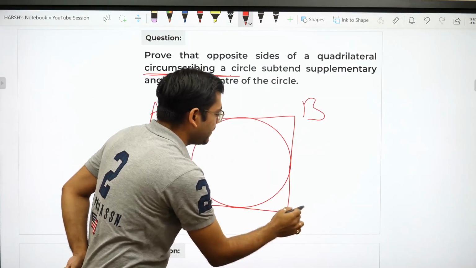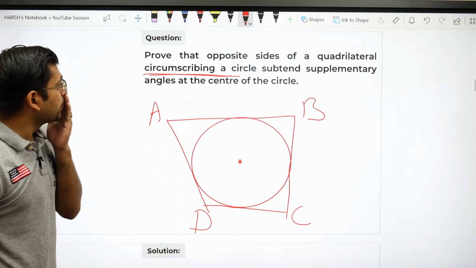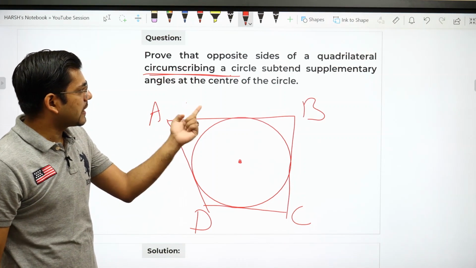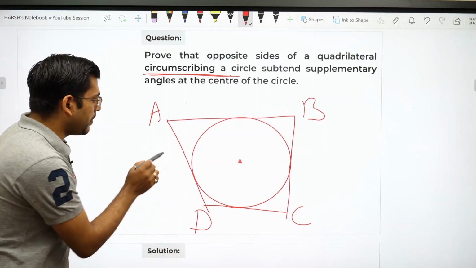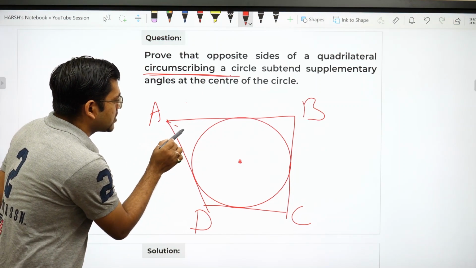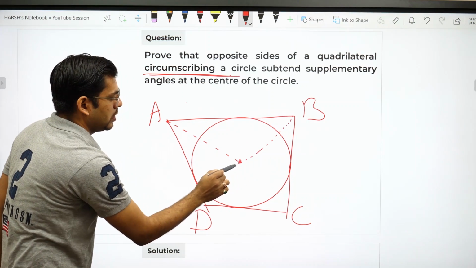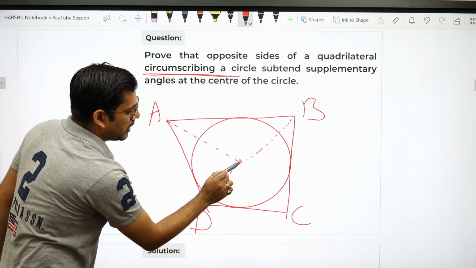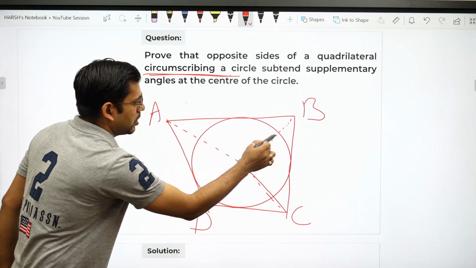So this is ABCD, and this is the center. Now we have to prove that opposite sides of a quadrilateral circumscribing a circle subtend supplementary angles at the center. Now let me tell you what I'll do. I'll join this, I'll join this also, and I'll join this also. Okay, let's make a strong solid line here.